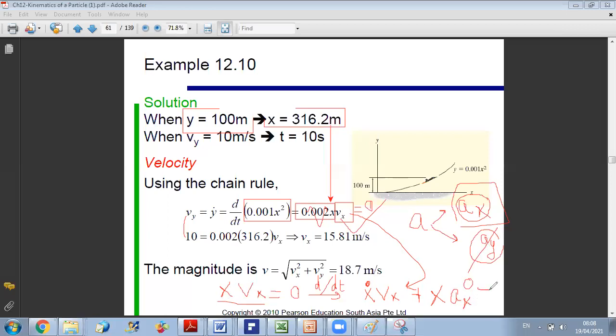This is equal to 0. So by deriving this relation with respect to time, I was able to get my acceleration ax. Okay. So now we see it in stats.